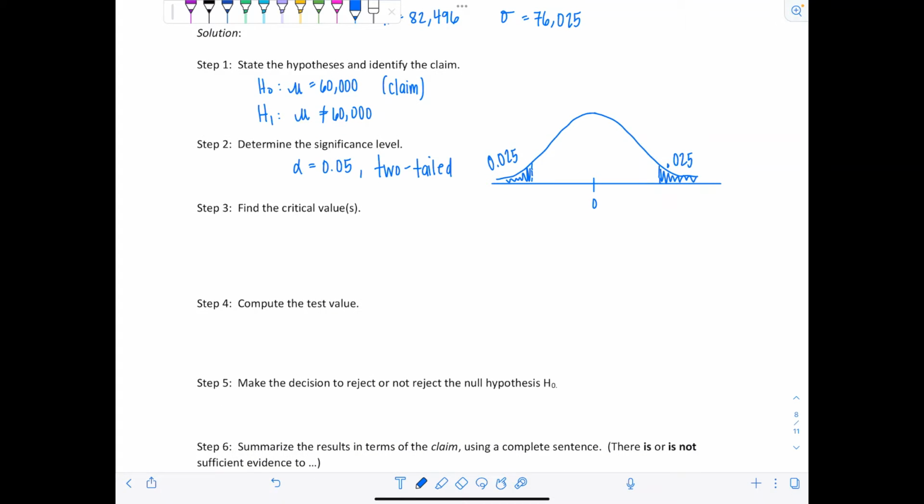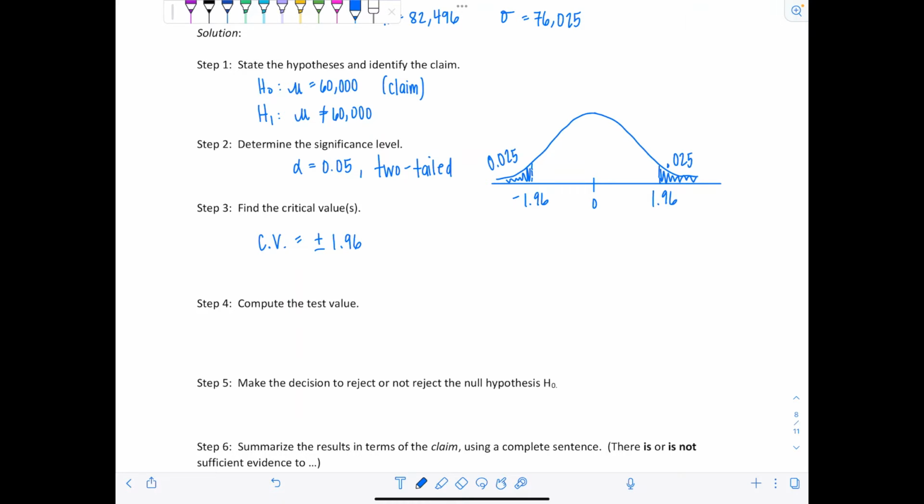In this case, we're going to have two because it's a two-tailed test. So plus or minus, and it's always the same number. If you remember from your confidence intervals, this is at 1.96 and this is at negative 1.96. So you could just put plus or minus 1.96. Good? Okay, let's keep going now.